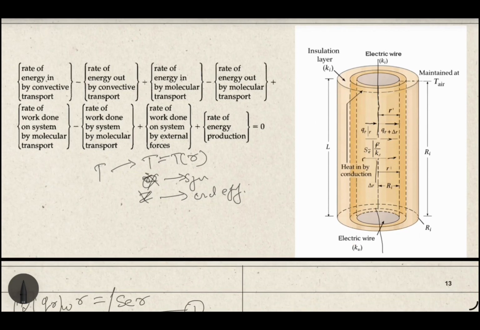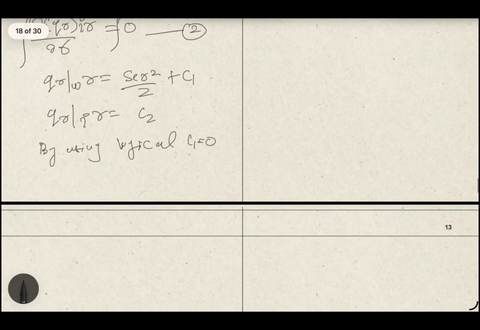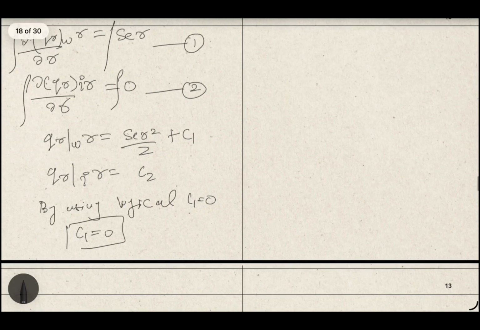So this is the pictorial representation. You can see that from R equal to 0 to R equal to RW, and from RW to RI, this thickness is RI minus RW. So by the logical boundary condition, C1 will be equal to 0. So we get the QR of wire profile equation as SE R by 2 because we can divide it by R. So this is equation 1.